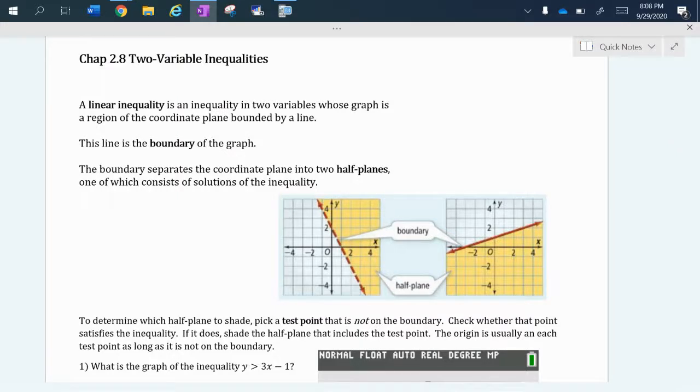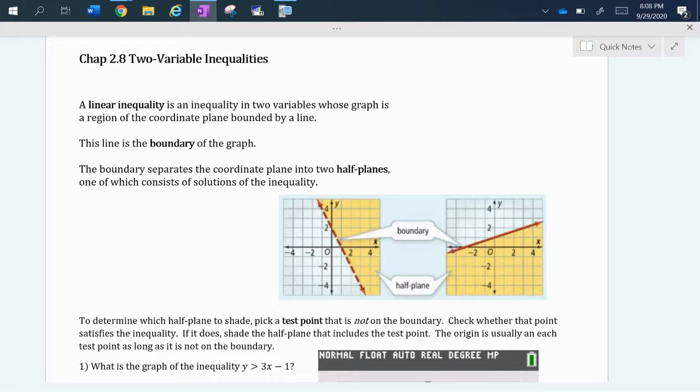A linear inequality is an inequality with two variables whose graph is a region of the coordinate plane bounded by a line. So we're going to graph a linear inequality today, and we're going to look at some linear inequalities. The line is the boundary of the graph. The boundary separates the coordinate plane into two half planes, one of which consists of solutions of the inequality. So a linear inequality is going to have a boundary line, and then we're going to shade the region of the coordinate plane where the solutions are.